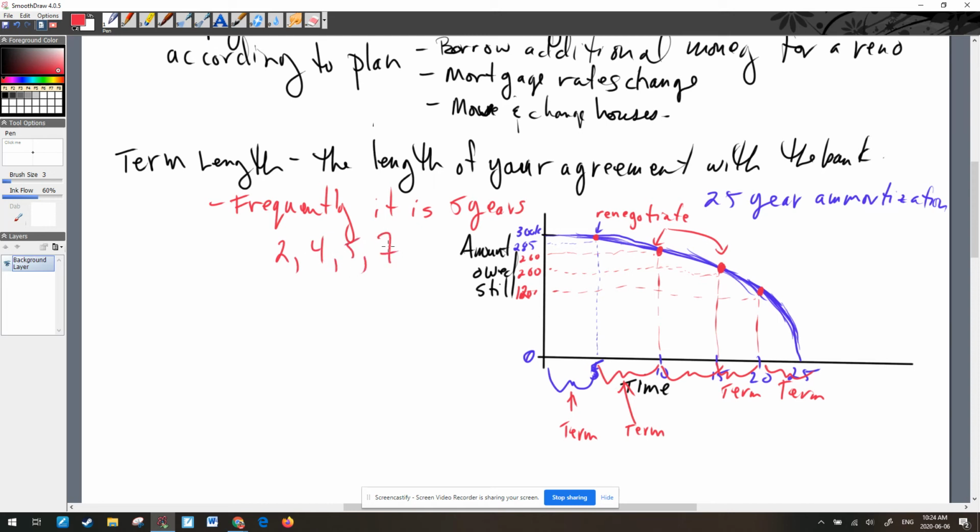Sometimes you do 7. But what often happens is that the interest rate is usually higher the longer your term. So I'm going to say this normally. There's virtually no hard and fast rules when it comes to the world of finance, but usually the longer your term, the higher the interest rate.